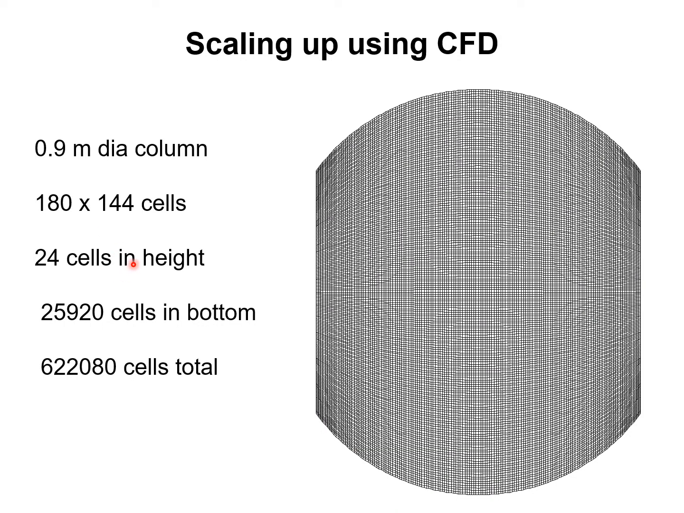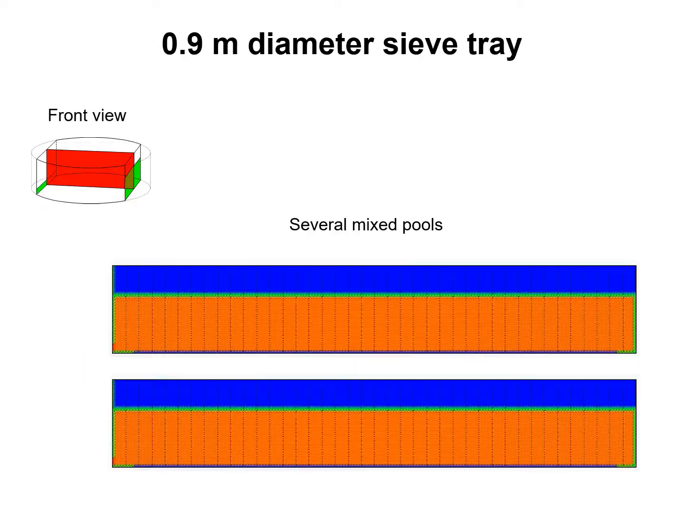We now examine the gas liquid flows on a sieve tray of 90 centimeters diameter, and to see how the gas liquid flows alter with increasing scale. We examine the gas liquid flows from the front and focus on this rectangular area.